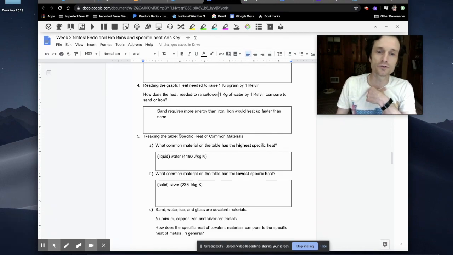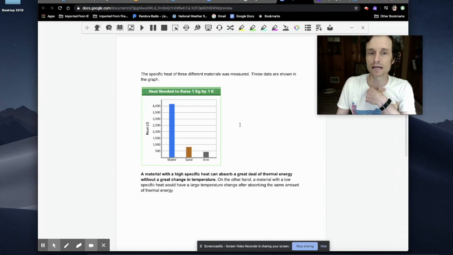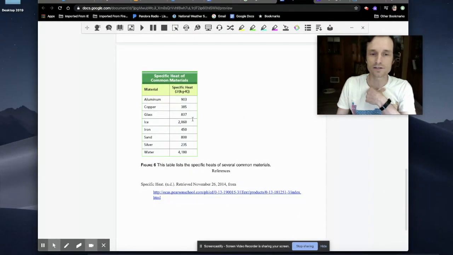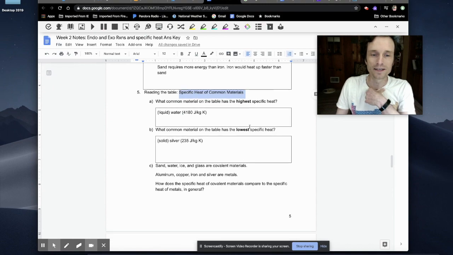Then we get into specific heat of common materials. Okay, so this is comparing the highest to the lowest. And if I go back to that chart, if it can do so in a timely fashion, you can see just from here that water is pretty high and silver is pretty low on that table. And we put that in there as well. Sorry, I keep going to the wrong one.